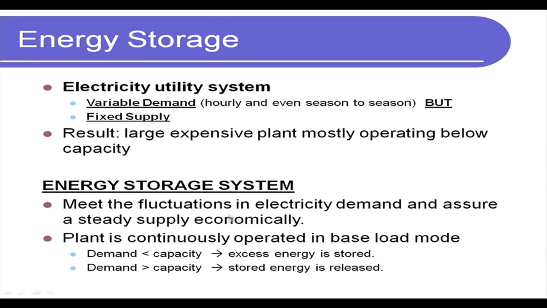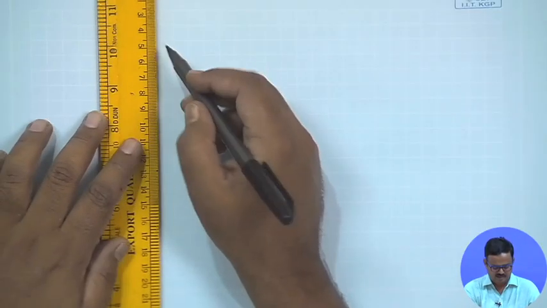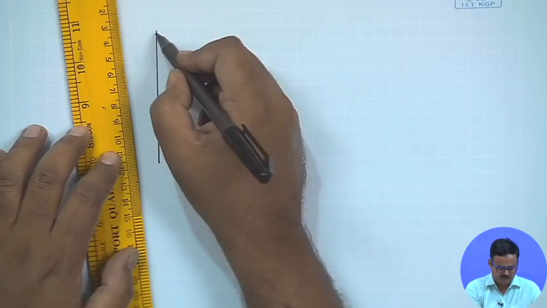So this is what I am saying: meet the fluctuations in electricity demand and assure a steady supply economically. The plant is continuously operated in the base load mode. When the demand is less than capacity, which is off peak hours, the excess energy will be stored, and when the demand is greater than the capacity, the stored energy will be released to meet the additional demand. If I want to draw that in a simple form, I would draw it in this manner.